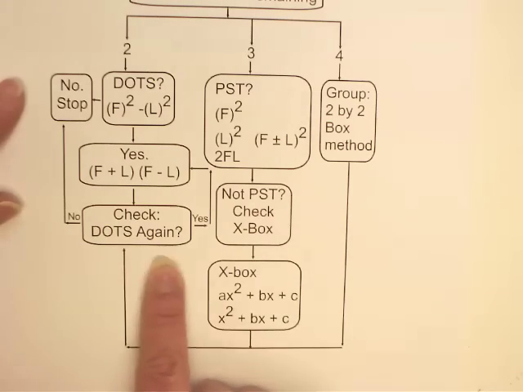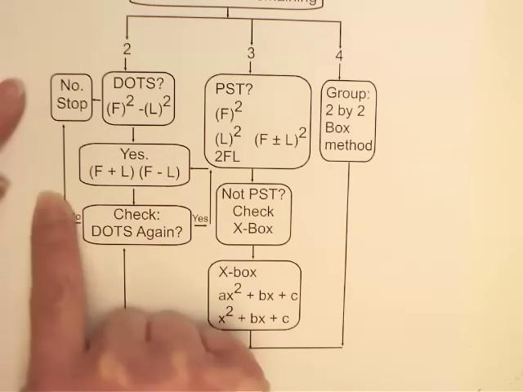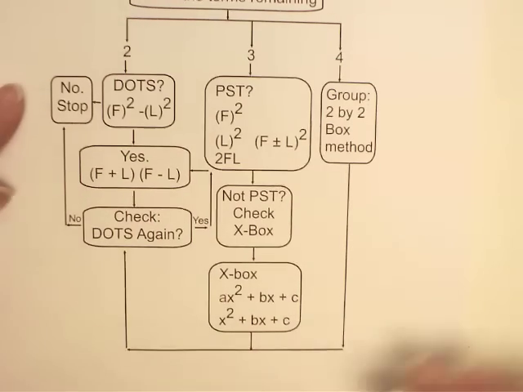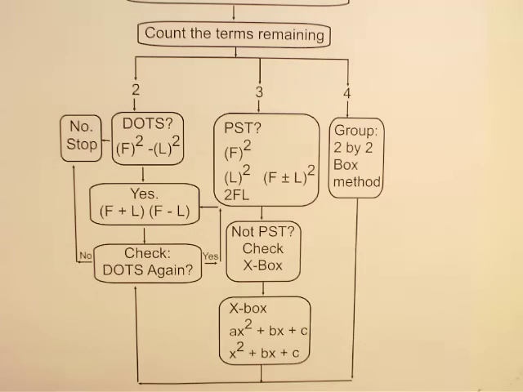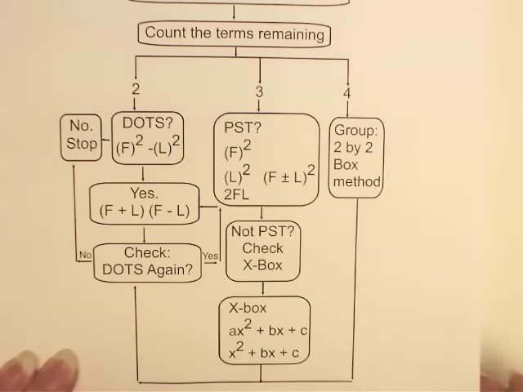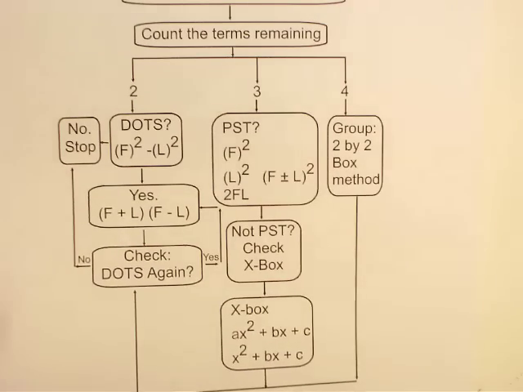If so, we have to go through this entire cycle again. Okay? And if it's not, then we can go up and stop. Okay? So that is how the flowchart works. So let's go ahead and give this a try. We're going to go ahead and do some examples right now. Keep your flowchart handy. Keep your checklist handy.